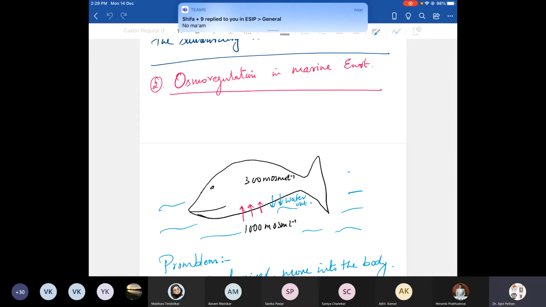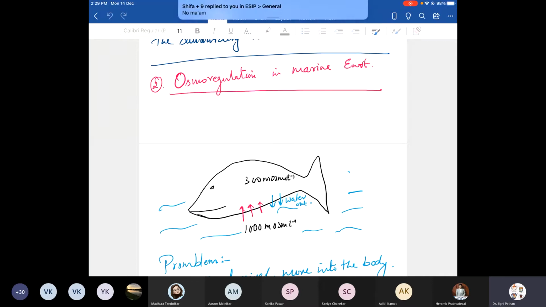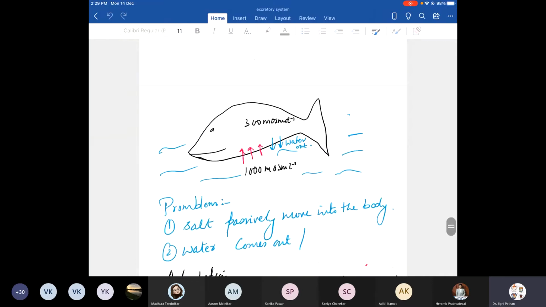Okay, next. Regulation in marine environment. What happens in the marine? In marine, it is exactly opposite. The osmolarity inside the body is 200 to 300 milliosmol per liter, but outside the water is salty, around 1000 milliosmol per liter. So in that condition, salt will passively move into the body because there is a lot of salt outside. It moves inside the body along the gradient and the water comes outside the body.